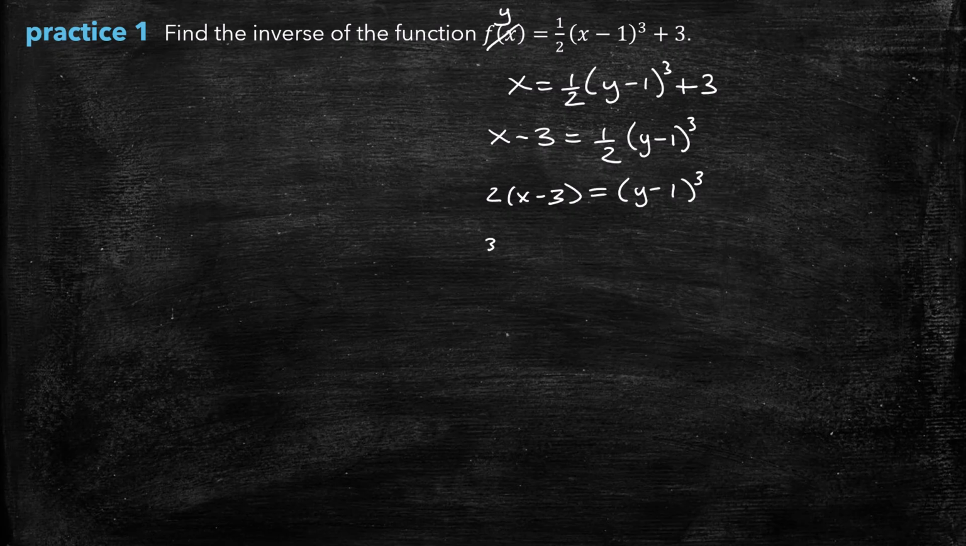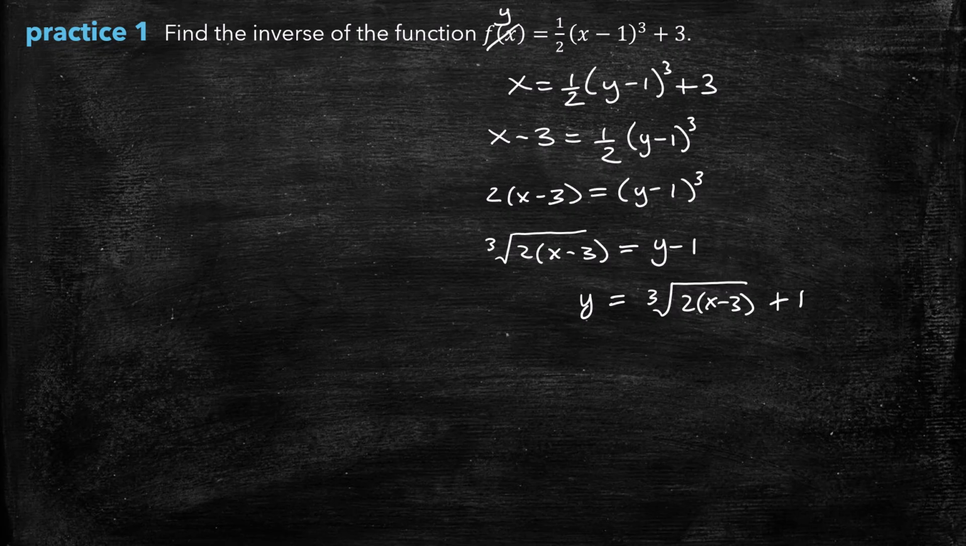So cube root of 2 times x minus 3 equals y minus 1. And finally, the last step would be to add 1. I'm going to just rearrange that now. So we have cube root of 2x minus 3 plus 1. Oh, I said that's the last step, but actually the very last step, rather than write it all out again, is just to replace that with f to the minus 1 of x. Okay, so that's our inverse function.